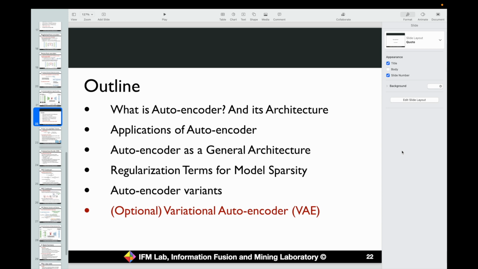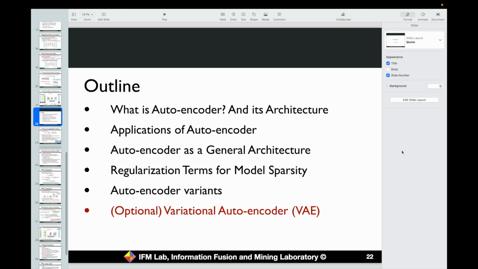Alright, so let's move to the next part for the autoencoder, and we want to introduce another model. It's called Variational Autoencoder, or VAE for short. This part will be much more difficult, or rather the challenge. So we make this part optional for you. You just need to know the high-level ideas about Variational Autoencoder.